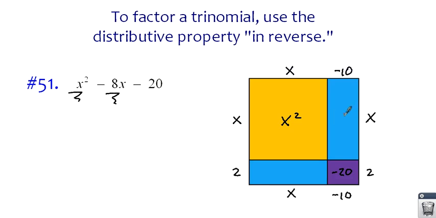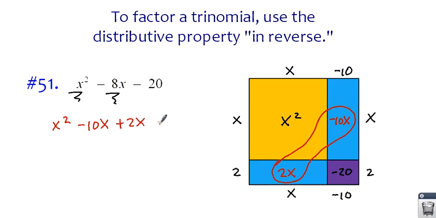For these blue corners, we have negative 10 times x, which is negative 10x, and we have 2 times x, which gives 2x. And indeed, when we combine these two, we get a grand total of negative 8x's. In other words, we have x squared minus 10x plus 2x minus 20. Okay, so these representations are equivalent.